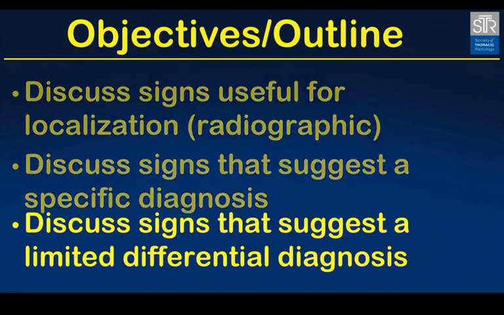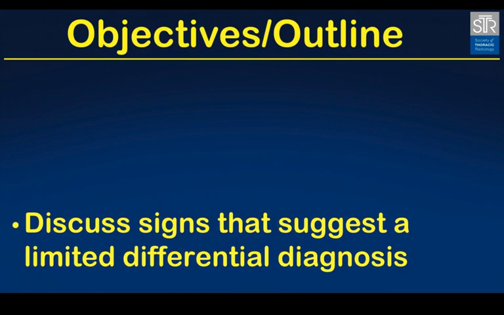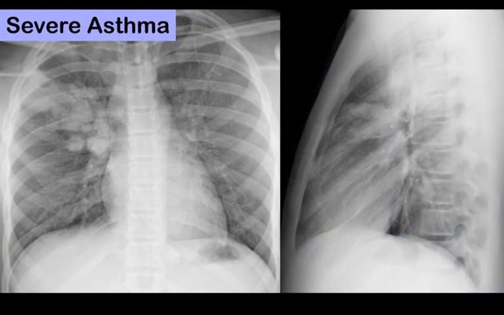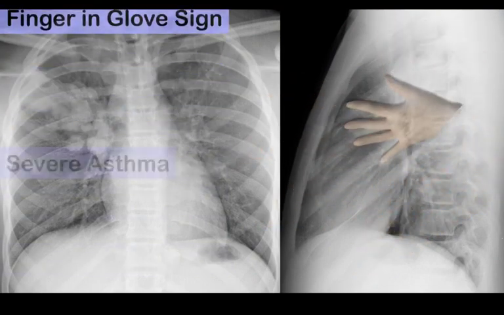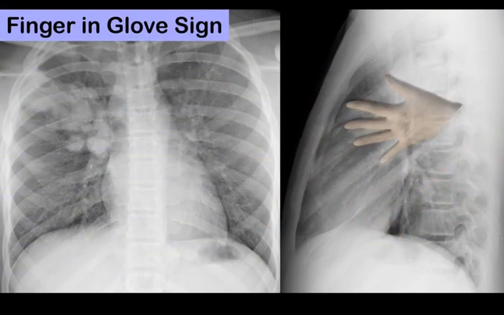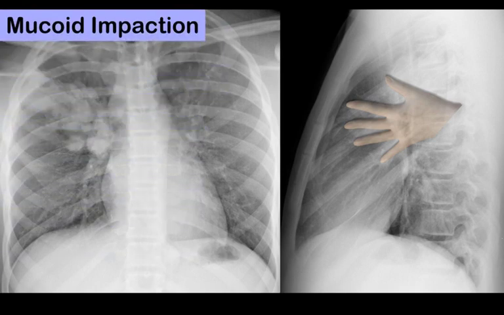Let's now discuss signs that are useful for suggesting a limited set of differential diagnostic possibilities. This is a patient with severe asthma that has branching tubular opacities in the right upper lobe. This is a classic example of the so-called finger and glove sign, and you can see why, which is indicative of large areas of mucoid impaction.